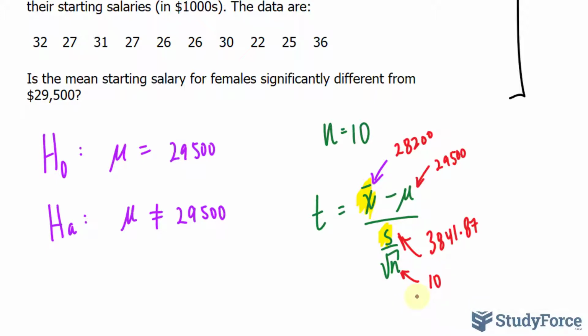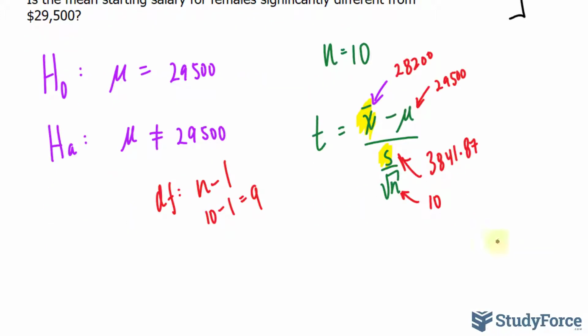Just as before, if we're doing the t-test, we need the degrees of freedom. So df is n minus 1. 10 minus 1 is 9. Okay, we'll need that later when we read the chart. For now, let's find out what t observed will be.